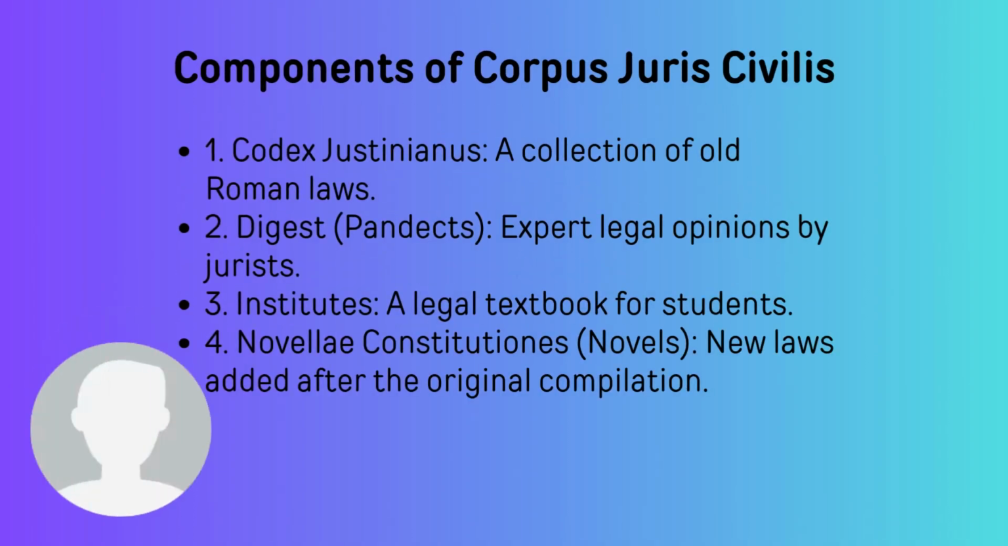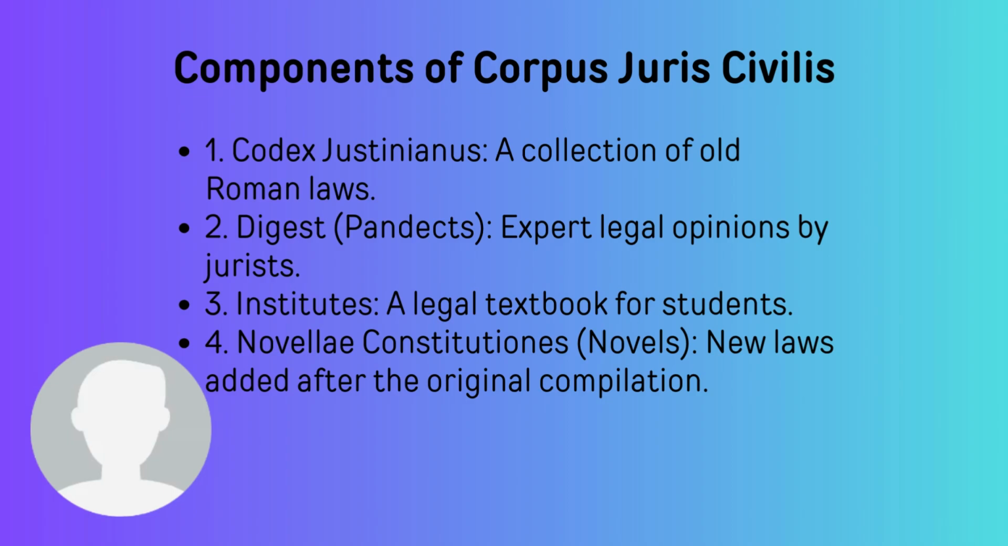Components of Corpus Juris Civilis. The first component is Codex Justinianus. Simply, we can call it the Code. It was the collection of the old Roman laws and imperial decrees which were still useful. The contradicted and outdated laws were removed.